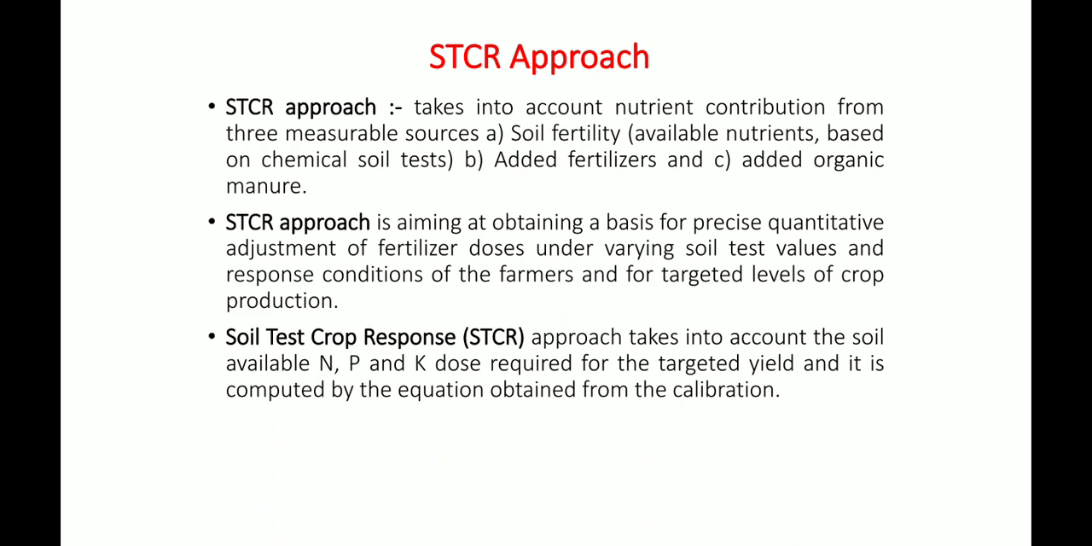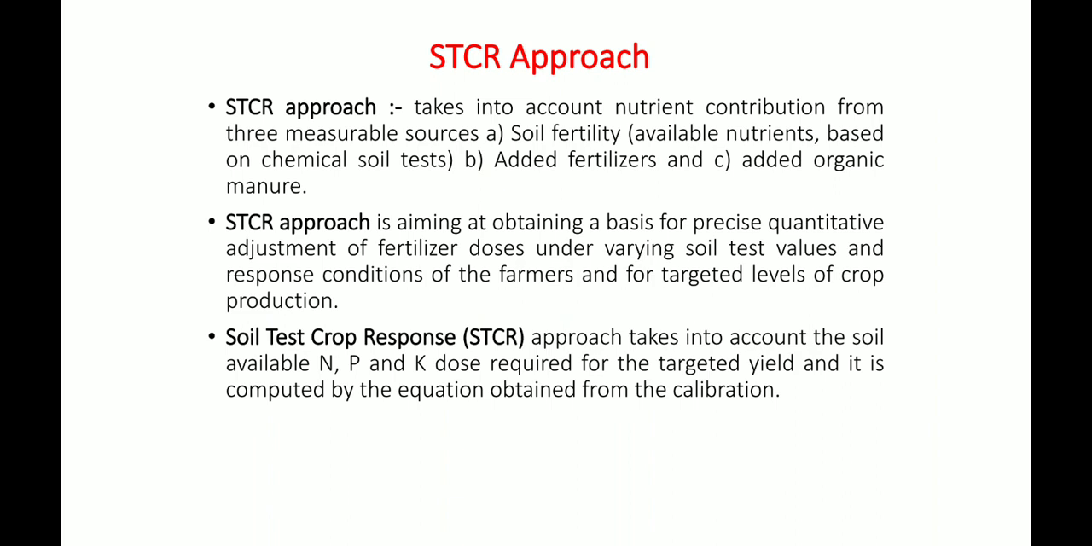The soil test crop response approach takes into account the soil available NPK doses required for the target yield, and it is computed by the equation obtained from the calibration. This approach also analyzes the soil available NPK, that is the major nutrients required to achieve the target yield or yield potential, using mathematical or statistical equations that are used for the calibration.